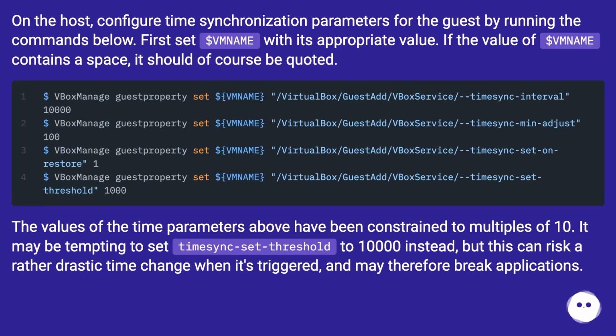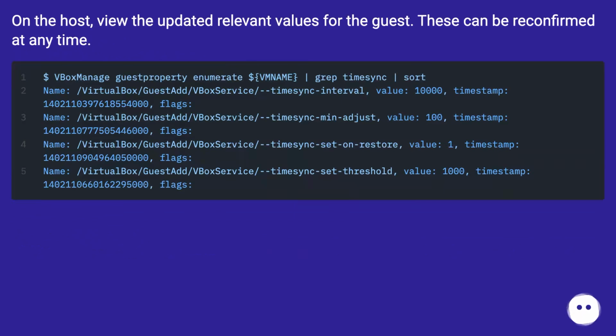It may be tempting to set timesync set-threshold to 10,000 instead, but this can risk a rather drastic time change when it's triggered, and may therefore break applications. On the host, view the updated relevant values for the guest. These can be reconfirmed at any time.